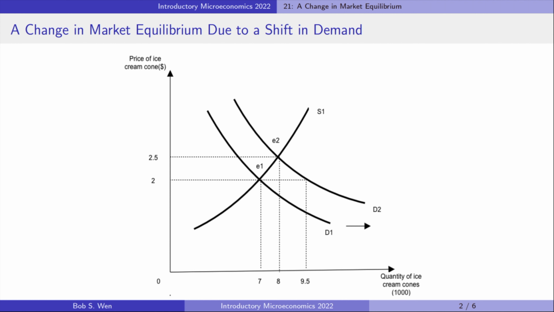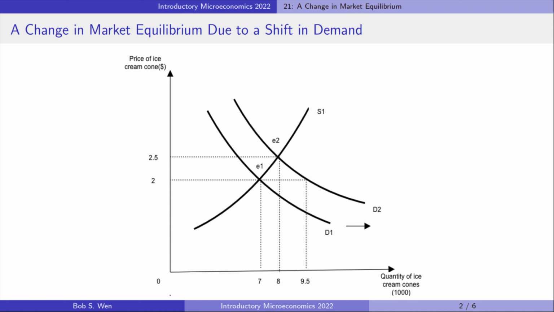At the market equilibrium E1, the equilibrium price is $2 per ice cream cone. At this price, the quantity demanded is equal to the quantity supplied. The equilibrium quantity is 7,000 ice cream cones per week. There is no surplus or shortage of ice cream in the market.